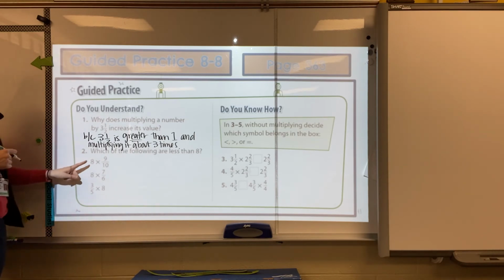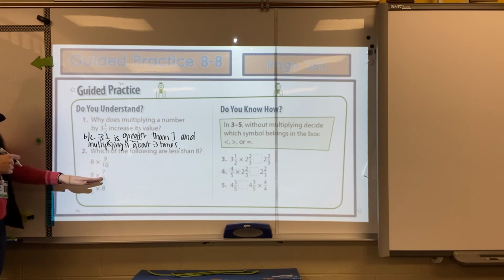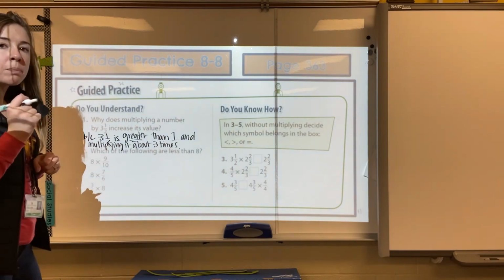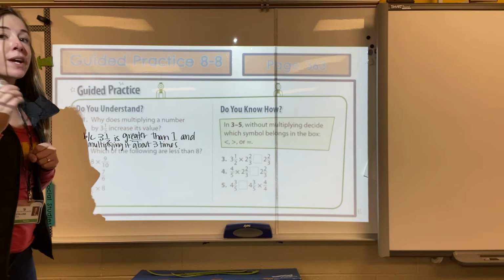Which of the following are less than 8? So I want you to look at me. I've got 8, 8, and 8. Now multiplying it by 9/10, 7/6, 3/5. I want you to pause right here, circle in your workbook which ones are less than 8, are multiplying it by a fraction less than 1.